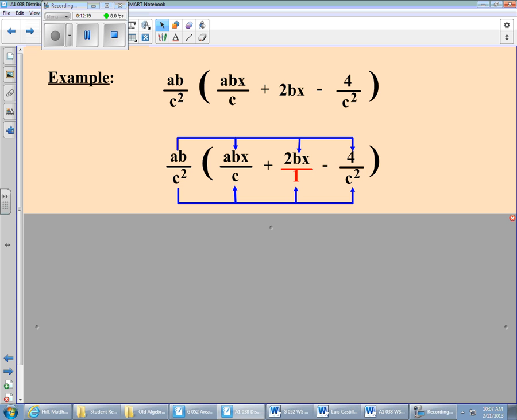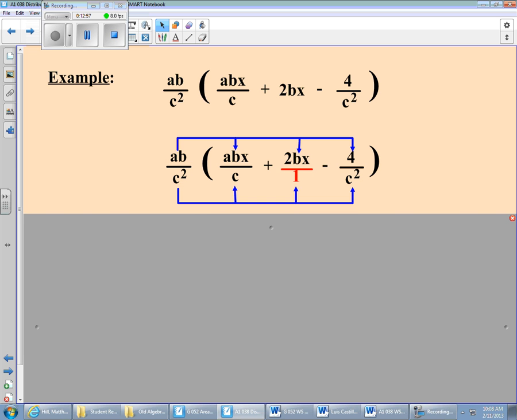Let's see what we got. What's this going to be? AB times ABX. Not exactly. What's A times A going to be? A squared. What's B times B going to be? B squared. And what about that X? It's just going to be there. Okay. What's this guy? AB times 2BX. 2AB squared, right? And X. Cool. What's this guy going to be? 4AB. Yeah. Okay. All right.